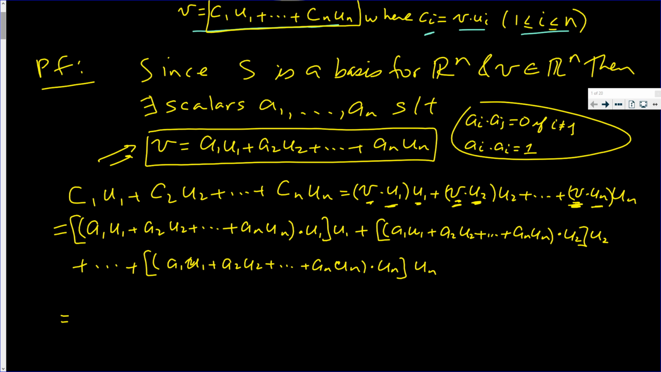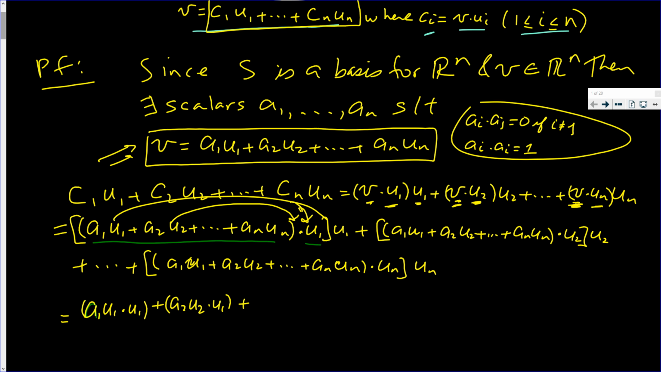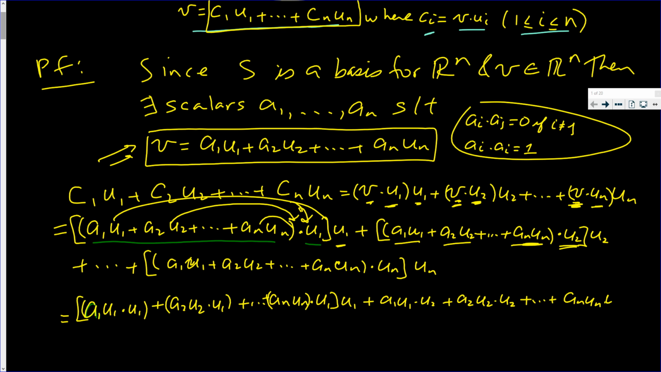Okay, so let us look at this dotted with that. Well, let's write it out longhand. This is a1u1 dotted with u1, plus a2u2 dotted with u1, all the way down to anun dotted with u1. And this result is all times u1, plus this dotted with u2: a1u1 dotted with u2, plus a2u2 dotted with u2, all the way down to anun dotted with u2. And that whole mess gets multiplied by u sub 2.